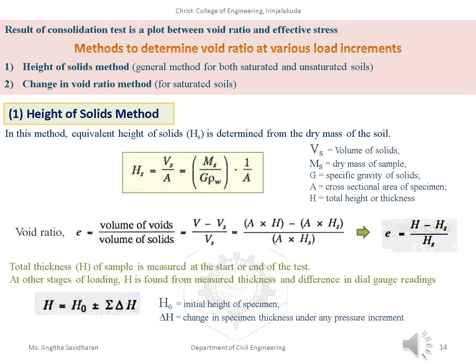Now the total thickness of the sample is measured at the start or end of the test. So we know the total thickness of the sample, and at other stages of loading, H is found from the measured thickness and the difference in dial gauge readings. At the start we can measure the total height, but at various load increments, at different stages, how do we find the total height? It is equal to H0 plus or minus sigma delta H.